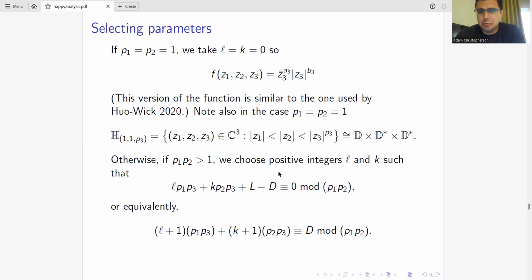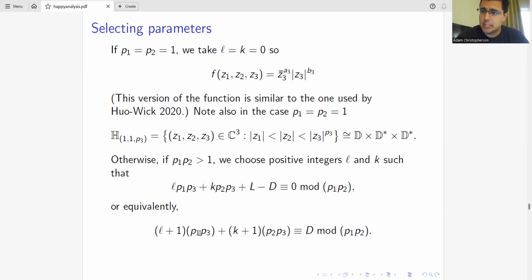In the more difficult case, when P1 or P2 is not equal to 1, then their product must be larger than 1. And we can choose positive integers L and K such that L P1 P3 plus K P2 P3 plus L minus D is a multiple of P1 P2. Rearranging slightly, you have (L plus 1) P1 P3 plus (K plus 1) P2 P3 is equivalent to D mod P1 P2, so D plus a multiple of P1 P2.